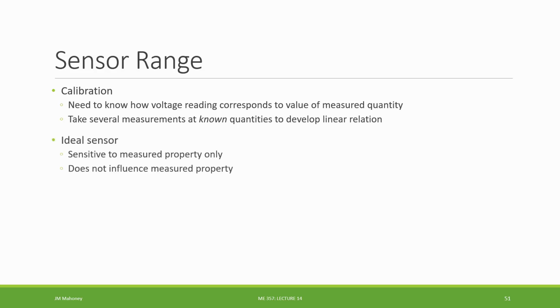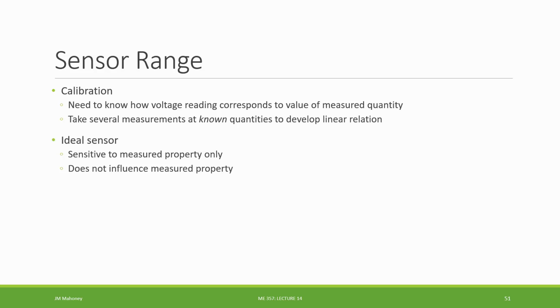And so the sensors we often are going to treat as ideal in situations where two things are going to be happening. In an ideal sensor, it's sensitive only to the property it's measuring. So in the case of a thermocouple, we want the voltage that we're reading to change only based on the temperature that the thermocouple is experiencing and no other quantities. So for a thermocouple, that's great.